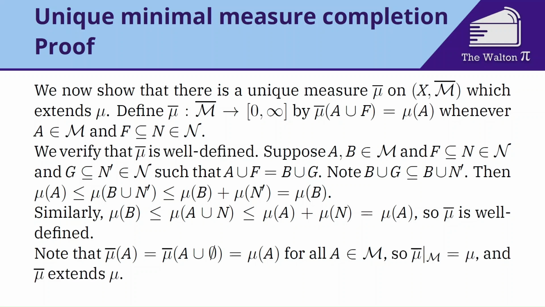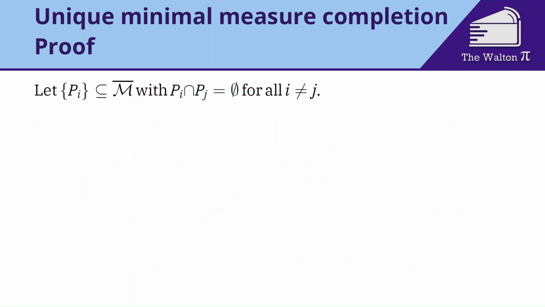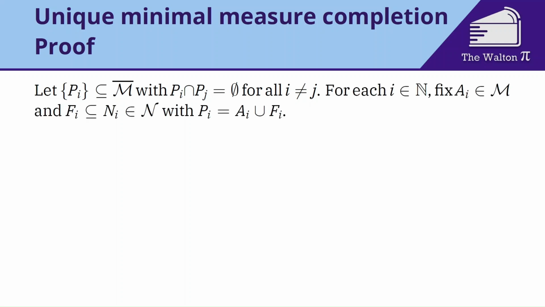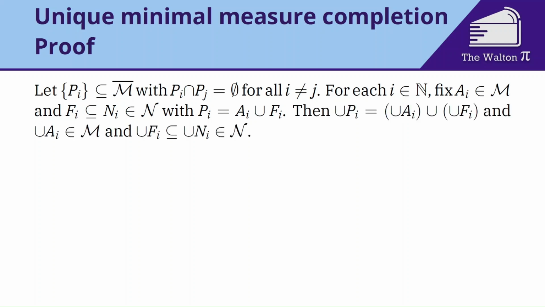So let's go and figure out, is this going to be a measure? Let's start by letting P_i be a countable collection of elements in our M bar sigma algebra, where the P_i's don't ever intersect. So it's a disjoint countable collection. For each i in the natural numbers, we're going to fix A_i and F_i. We've seen this before, so that P_i is A_i union F_i. Then the union of the P_i's is the union of the A_i's unioned with the union of the F_i's. The union of the A_i's is in M, the union of the F_i's is going to be a subset of a null set. So there we go, the union of all of those is going to be there.